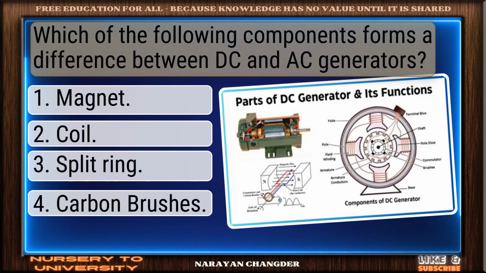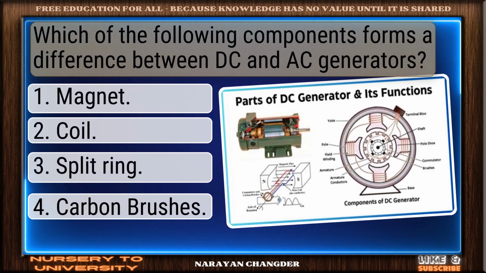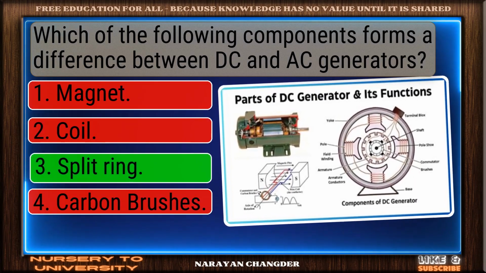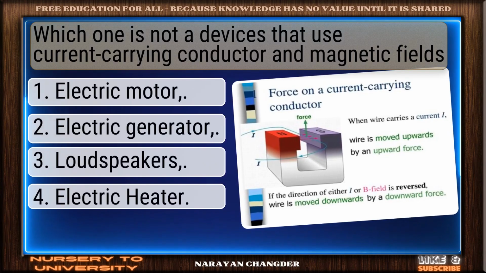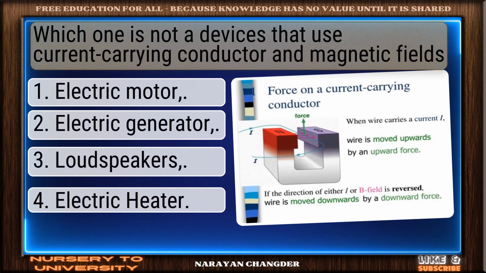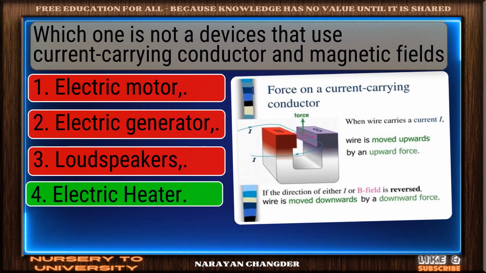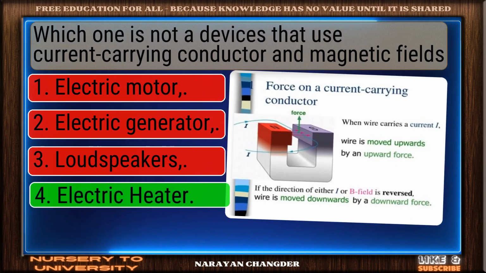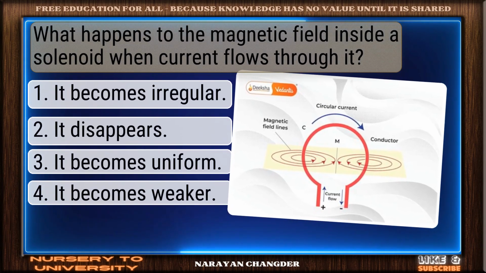Which of the following components forms a difference between DC and AC generators? Excellent choice. Split ring is right. Which one is not a device that uses current carrying conductor and magnetic fields? Well picked. Electric heater is correct. What happens to the magnetic field inside a solenoid when current flows through it?